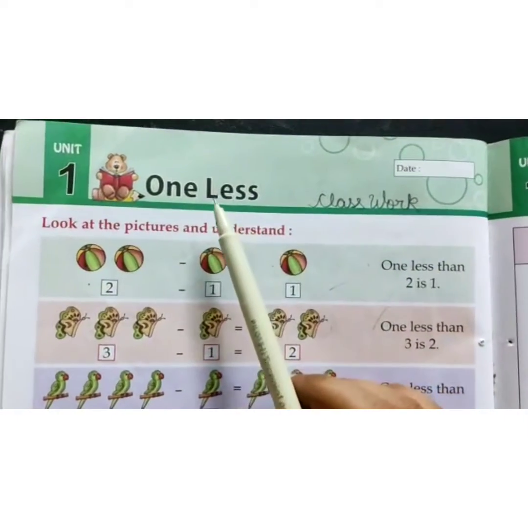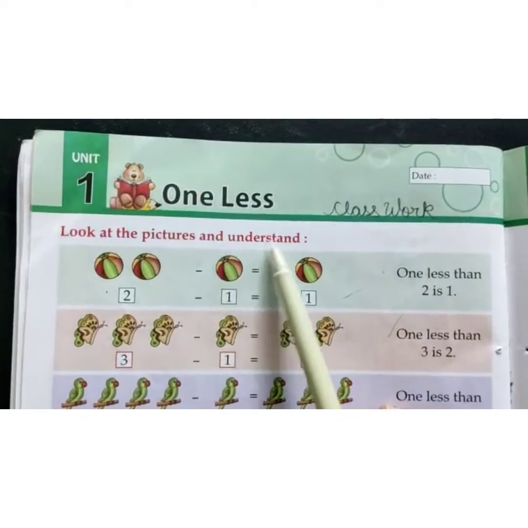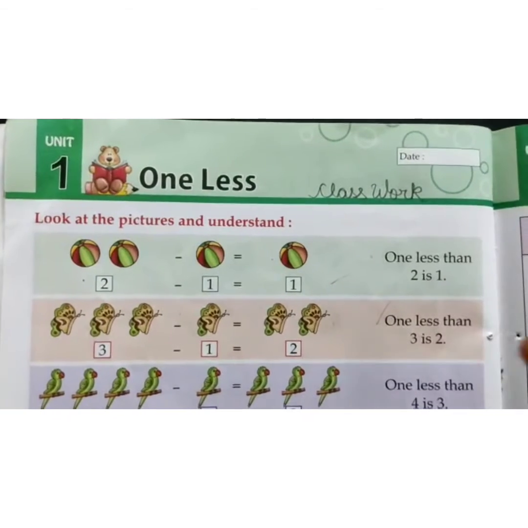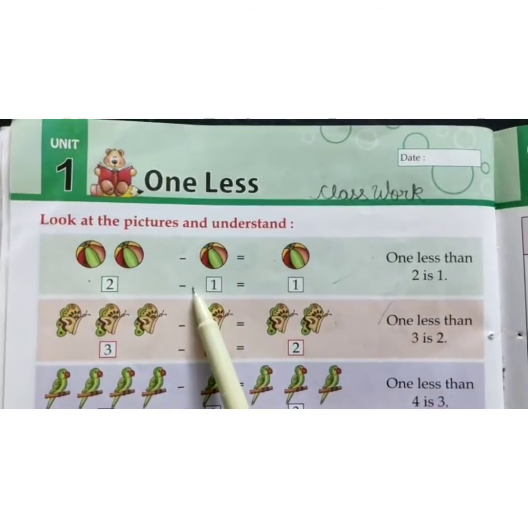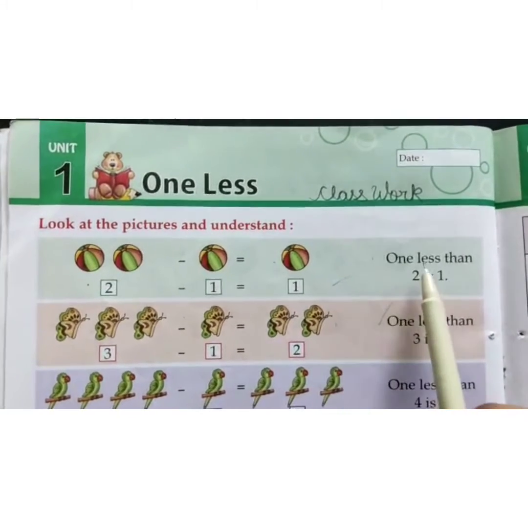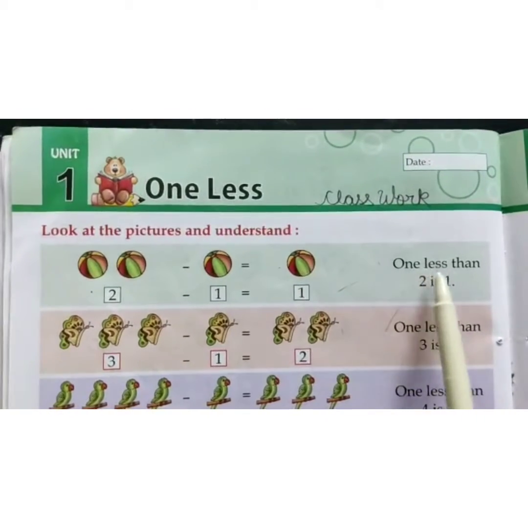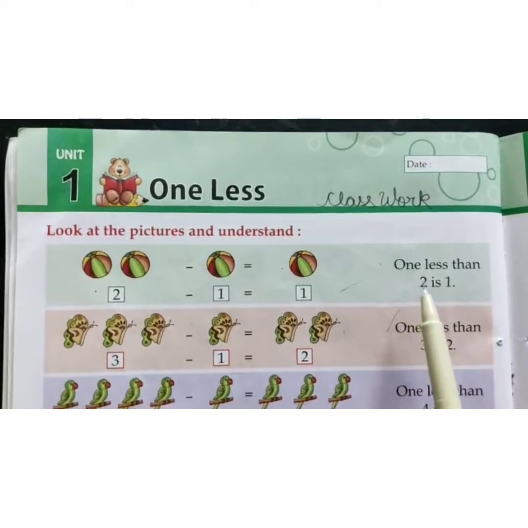Okay, let's start with the concept of one less. Look at the pictures and understand. In first example, we are having 2 balls. If we subtract 1 ball from it, we will be left with only 1 ball. Or we can say 1 less than 2 is 1. 1 less than means we have to subtract 1 from the given number.